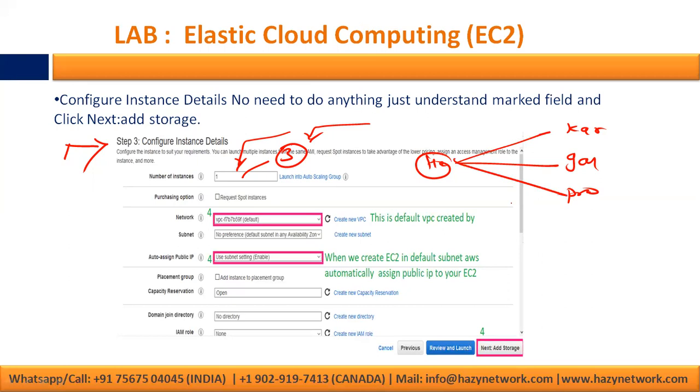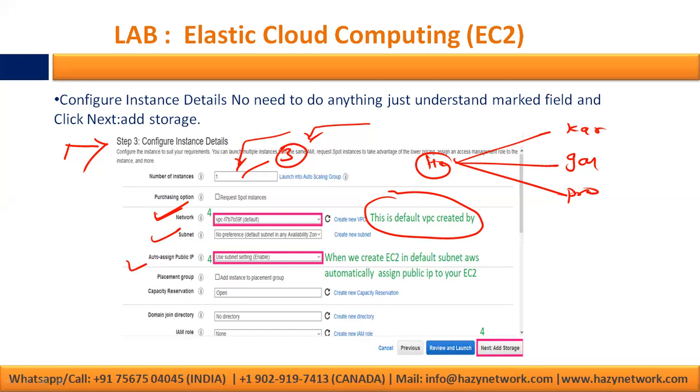And for the network, you decide which VPC it is part of. By default, this is the VPC, virtual private cloud. We will discuss it in detail, don't worry. If you don't have your own virtual private cloud, it will go with the default. You also define the subnet. People from the networking field know subnetting very well, so you have to define the subnet.